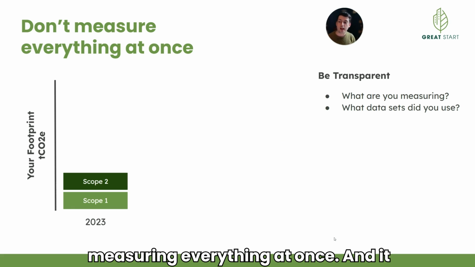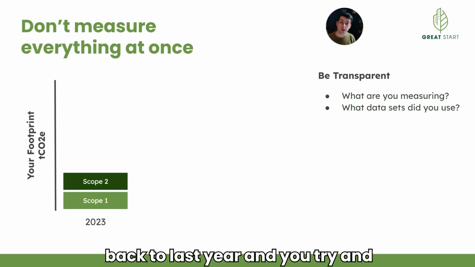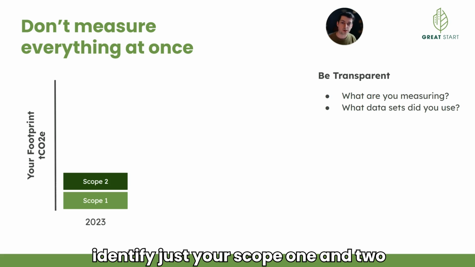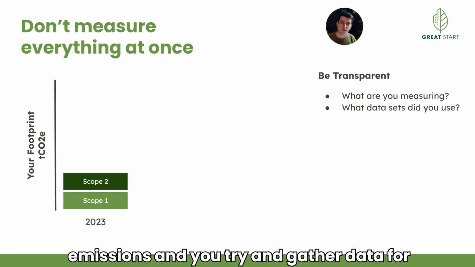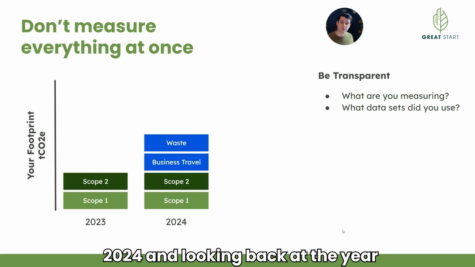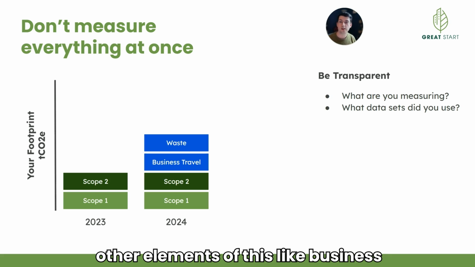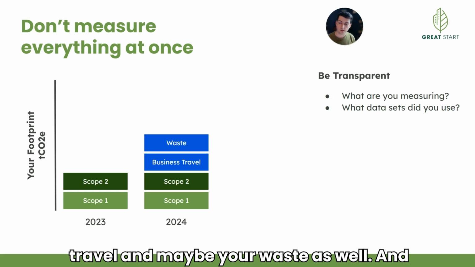You're not going to be measuring everything at once, and it might be that in the first year, you look back to last year and you try and identify just your Scope 1 and 2 emissions, and you try and gather data for that from your energy bills to start off with. It might be then this year, and at the end of this year, you start to look at 2024 and looking back at the year's total emissions, that you then add on other elements of this, like business travel and maybe your waste as well.